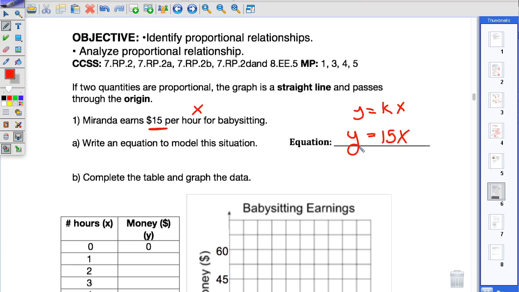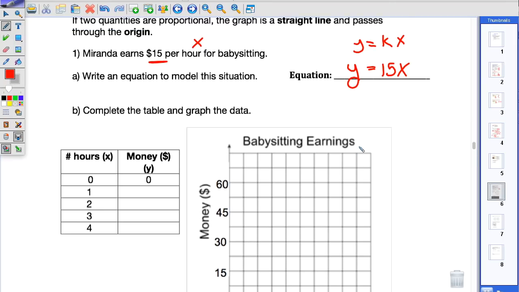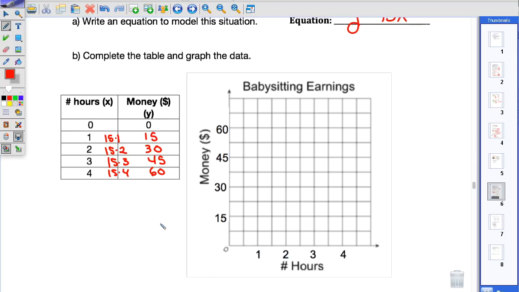Part B says complete the table and graph the data. So if she doesn't babysit, she's not going to make any money. If she babysits for 1 hour, that would be 15 times 1 to give you $15. If she babysits for 2 hours, that would be 15 times 2, which is $30. 3 hours is 15 times 3, which is 45. And 15 times 4 gives you 60. And we're going to graph.